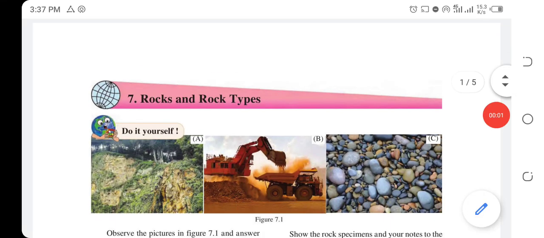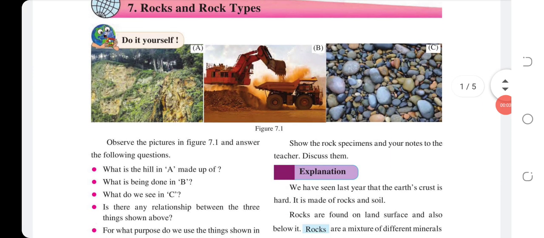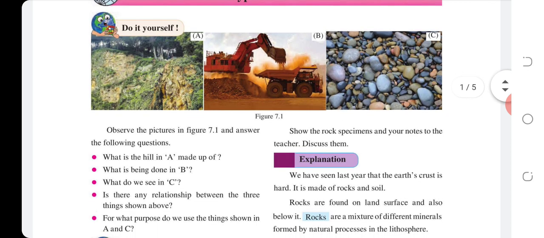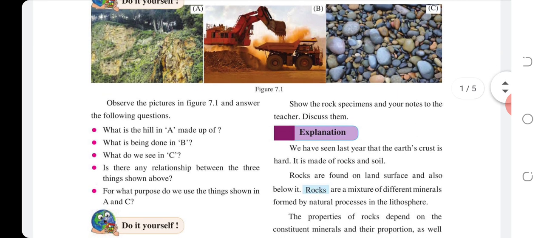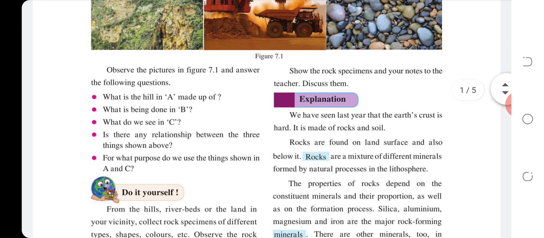Chapter 7, Rocks and Rock Types. Observe the picture in Figure 7.1 and answer the following questions. Point 1. What is the hill in A made up of? Point 2. What is being done in B? Point 3. What do we see in C?